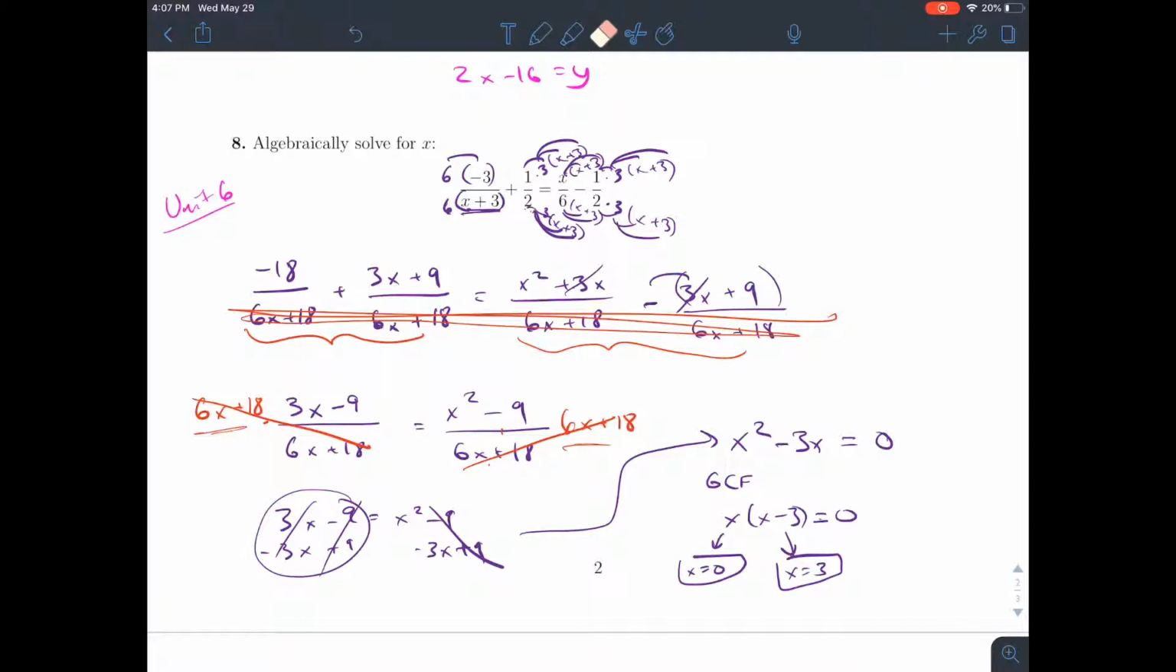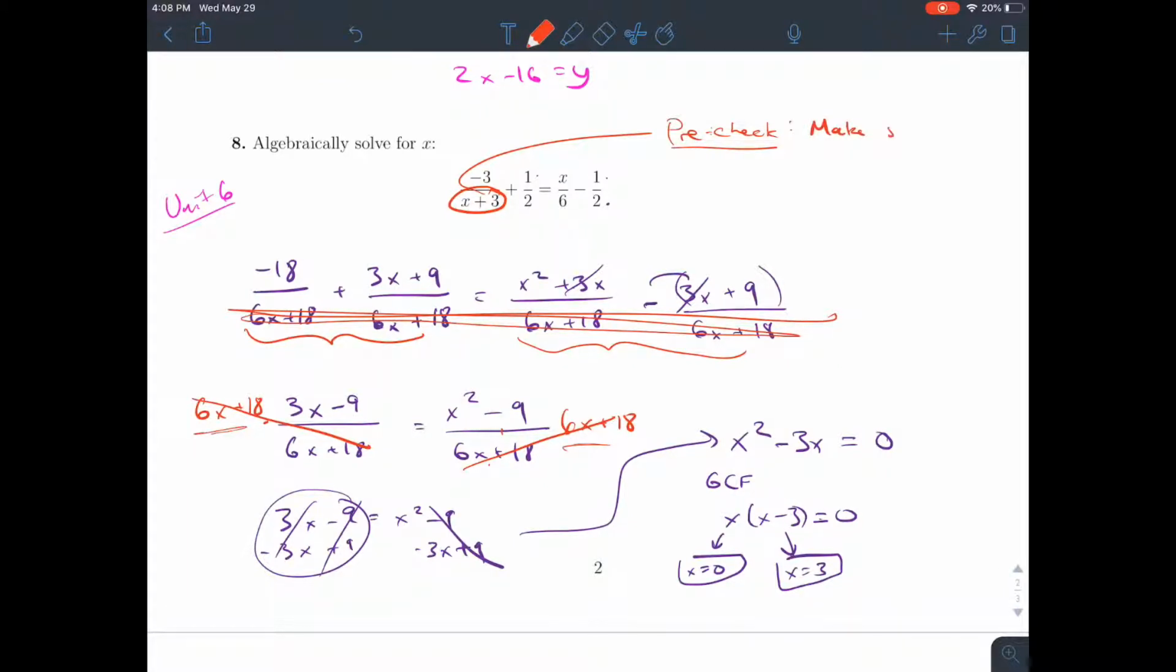Now another thing you might not have realized was, because this is a fraction problem, prior to doing any of this work, we should have done something called a pre-check. So a pre-check is a way of guaranteeing that our answers won't be extraneous. Now, the one thing you have to check for with fractions is make sure you don't divide by 0. And so 2 is never going to cause you a problem, 6 is never going to cause you a problem, because these numbers will never be 0.